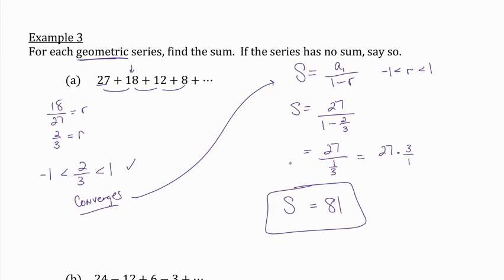Okay, and you kind of think about like 27 plus 18 plus 12 plus 8. See how the numbers are getting smaller and smaller, right? So we're adding a smaller amount every time. These numbers aren't always going to be fractions that you're adding up, but your common ratio is probably going to be a fraction or a decimal in order to have an infinite sum.